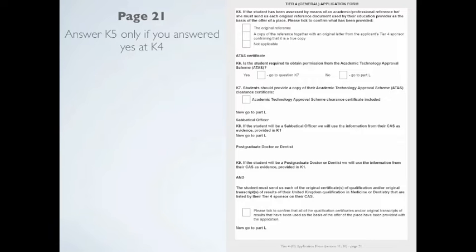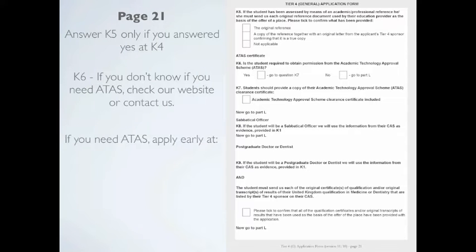K6. Check your CAS statement to see if ATAS is required. If you are in any doubt, check with Brunel International. If your course does require an ATAS certificate, and if you have not already applied, please do so without delay, as it takes a few weeks to get a certificate.